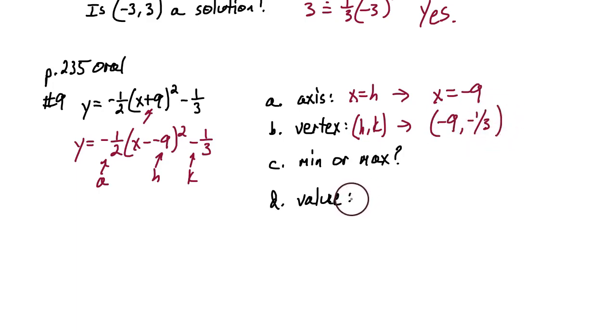We're asked, is that vertex a minimum or maximum? You look at the value of a. In our case, a is -1/2. When a is a negative number, the vertex is a maximum. The reason why is because when a is negative, the parabola looks like this, and the vertex is the highest point on the parabola. Next, we're asked, what is the y value at that vertex? Well, that's the value of k, because K is the y value of the vertex. And so that answer is -1/3.